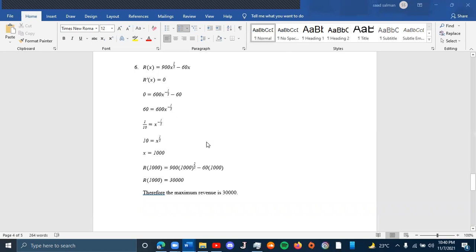So we will substitute this 1000 into the equation, which will be R(1000) = 900(1000)^(2/3) − 60 · 1000. So R(1000) would be equal to 30,000. Therefore, the maximum revenue will be 30,000.